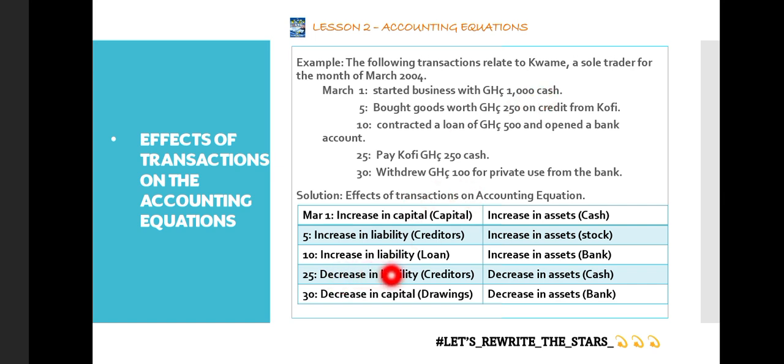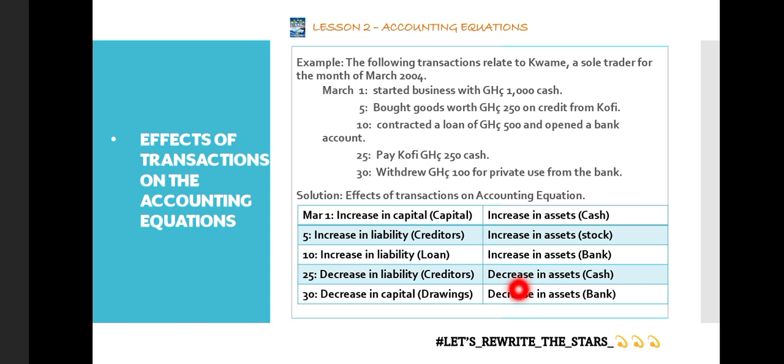So there will be a decrease in capital, because he started with 1,000 and now he has come to remove 100 cedis for his personal use. So the capital has been reduced. So a decrease in capital, which is the drawing, and then the other part.